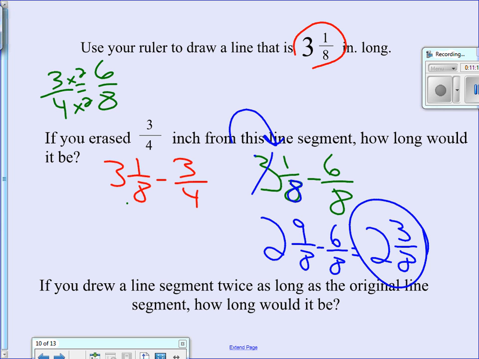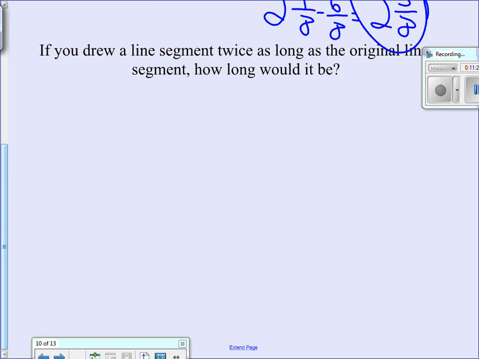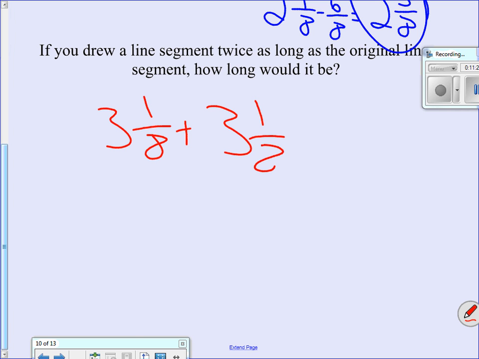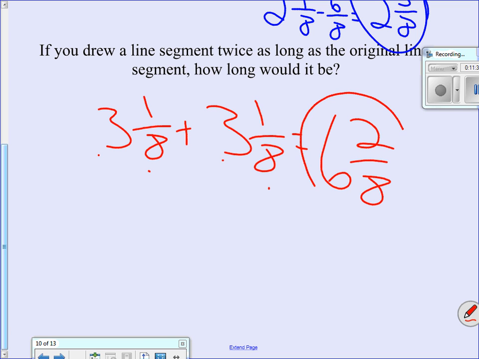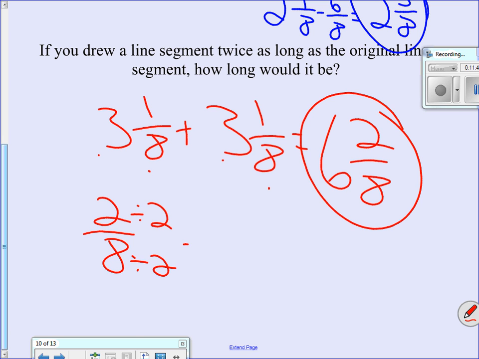If you drew a line segment that was twice as long as the original line, what would it be? The original line was 3 1/8, right, kids? 3 1/8 plus 3 1/8, twice as long as the original line. 3 plus 3 is 6. Common denominator, so we can just add across, and 2/8. That's right. If we were to reduce 2/8 down, divide by 2, we get 1/4. So your answer could be 6 1/4 as well.